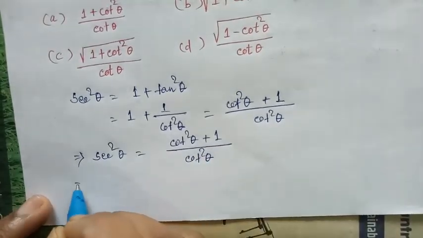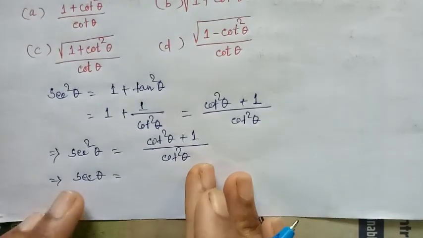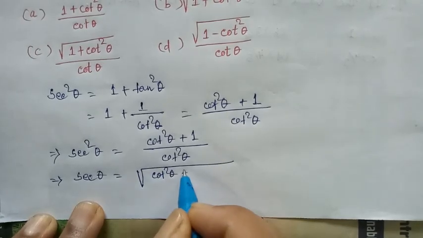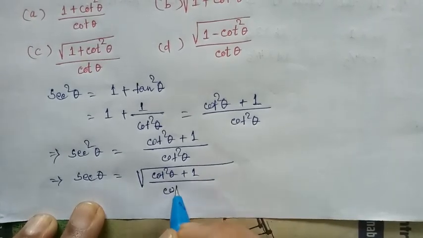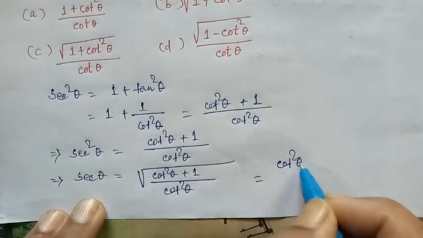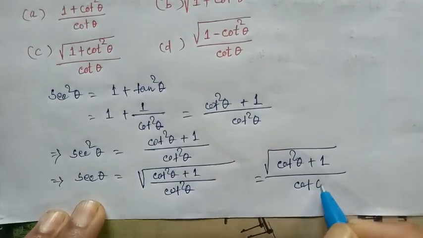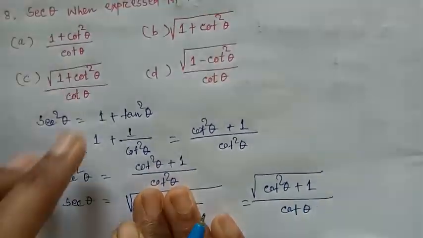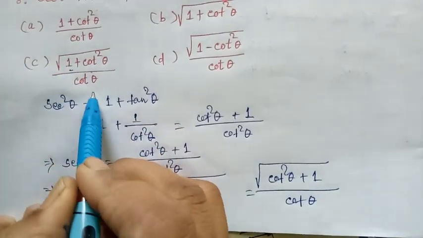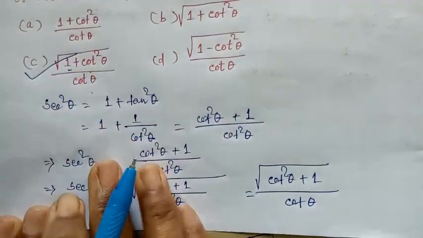That implies sec square theta is equal to (cot square theta plus 1) upon cot square theta. Or we can write sec theta as the square root of (cot square theta plus 1) upon cot square theta. That is equal to the square root of (cot square theta plus 1) upon cot theta. It is given in option C, square root of (1 plus cot square theta) divided by cot theta, option C.